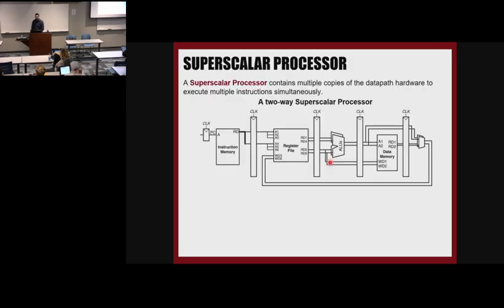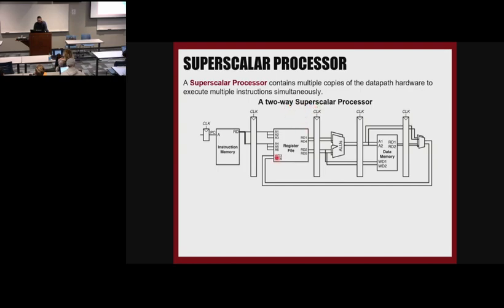Now let's talk about the next category of parallel hardware. This is called the Superscalar Processor. So the MIPS processor that we talked about so far is a scalar processor. The Superscalar Processor is a kind of processor that has copies of the data path to execute multiple instructions at the same time. So this is an example of a two-way superscalar processor that you can see here.